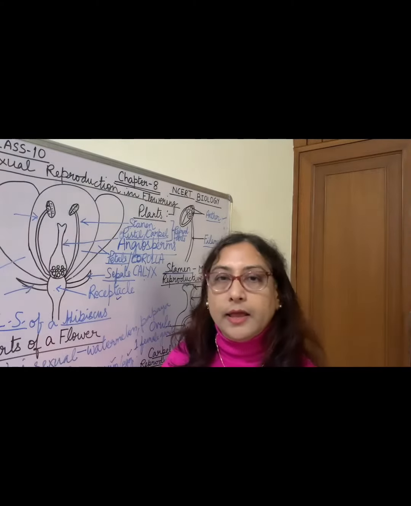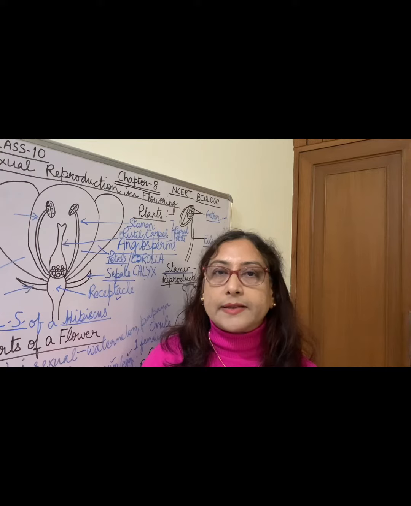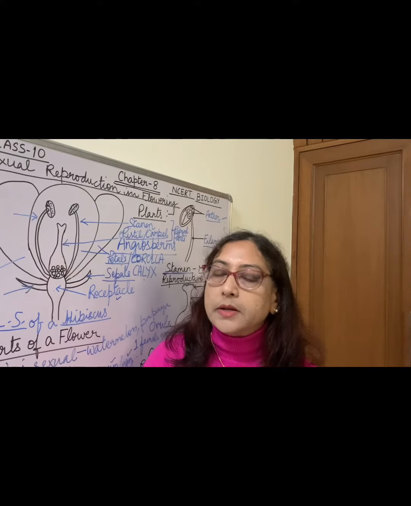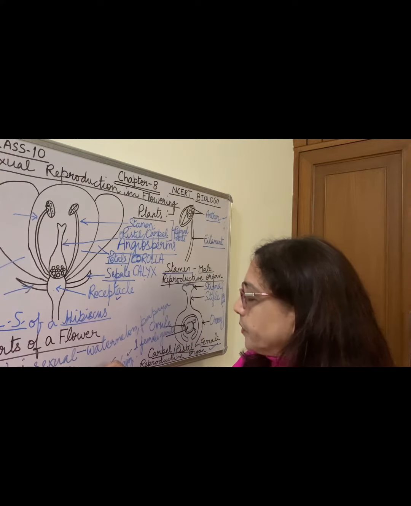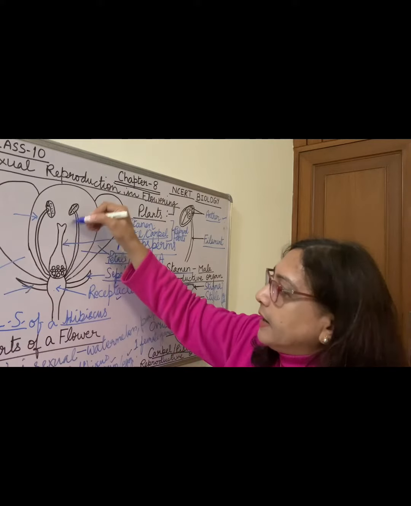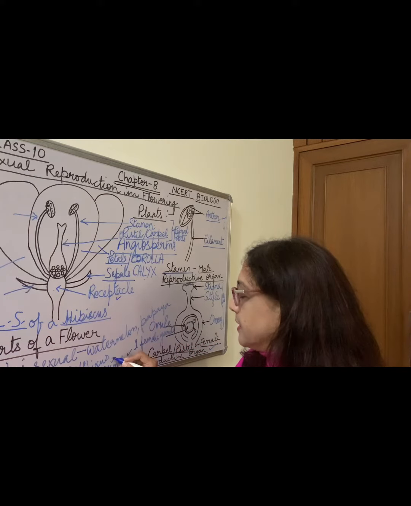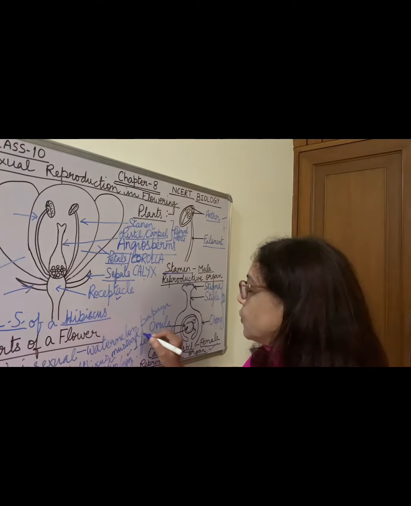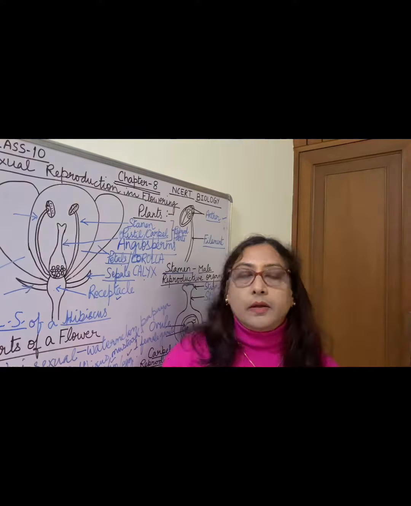And bisexual are the flowers which contain both the sex organs, that is both male and female sex organs, that is both stamen and pistil. They are known as bisexual flowers, and one example is hibiscus, which is this flower. It has both stamens and the carpel, that is both male and female reproductive organs. Another example is mustard plant, sarson plant. Okay. So this is about unisexual and bisexual.